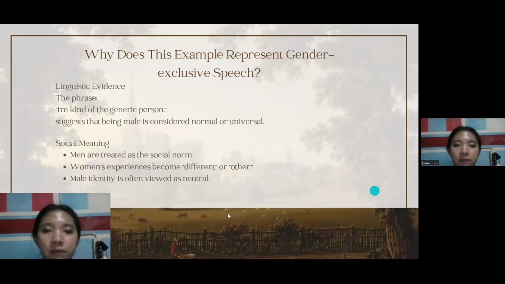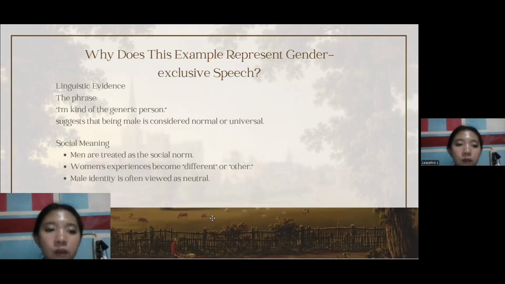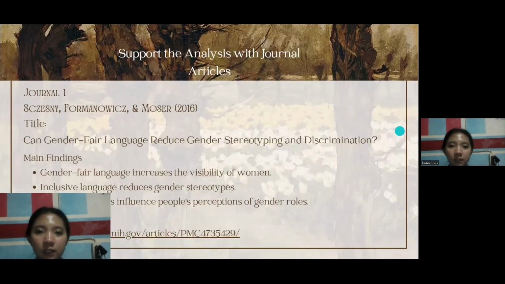Why does this example represent gender-exclusive speech? Linguistic evidence: the phrase, I'm kind of the generic person, suggests that being male is considered normal or universal. And for the social meaning, because men are treated as the social norm, women become different or other, and male identity is often viewed as neutral.